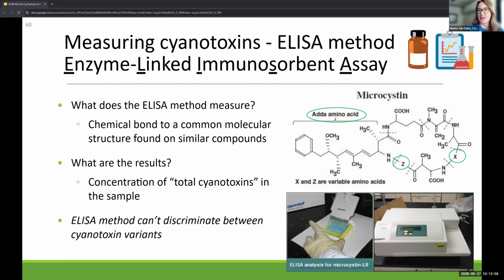These ELISA analyses are performed by the lab individually for each cyanotoxin class. So for total microcystins, there's going to be one method performed with one result, a separate test, oftentimes concurrently, just to get you rapid results. Then they'll run a separate test for cylindrospermopsin, the anatoxin, and then for saxitoxins.